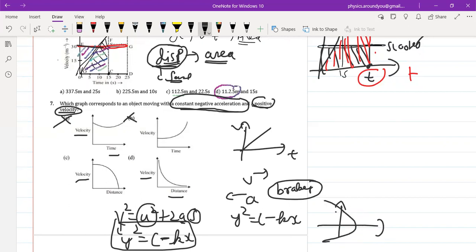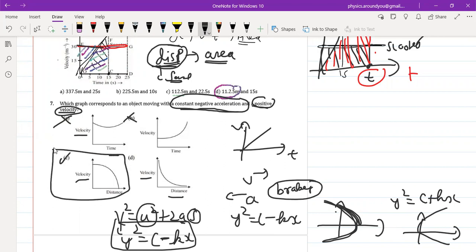The graph y square equal to c minus kx is this kind of a parabola, whereas y square equal to c plus kx is this kind of a parabola. The closest option you can see is this kind of a parabola. There's a mathematical way of dealing with it. But how can I approach it in any other way rather than doing this?